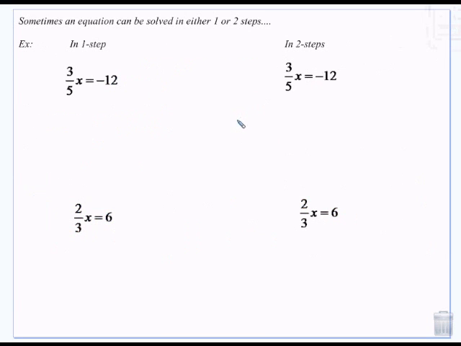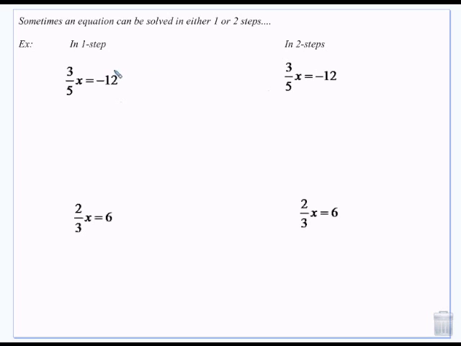And some people consider them to be two-step equations. And I'm going to show you both ways. And the reason I'm going to show you both ways is because I don't care which way you do it. You pick the one that makes the most sense for you. Okay? So as you can see, here are the same exact equations.